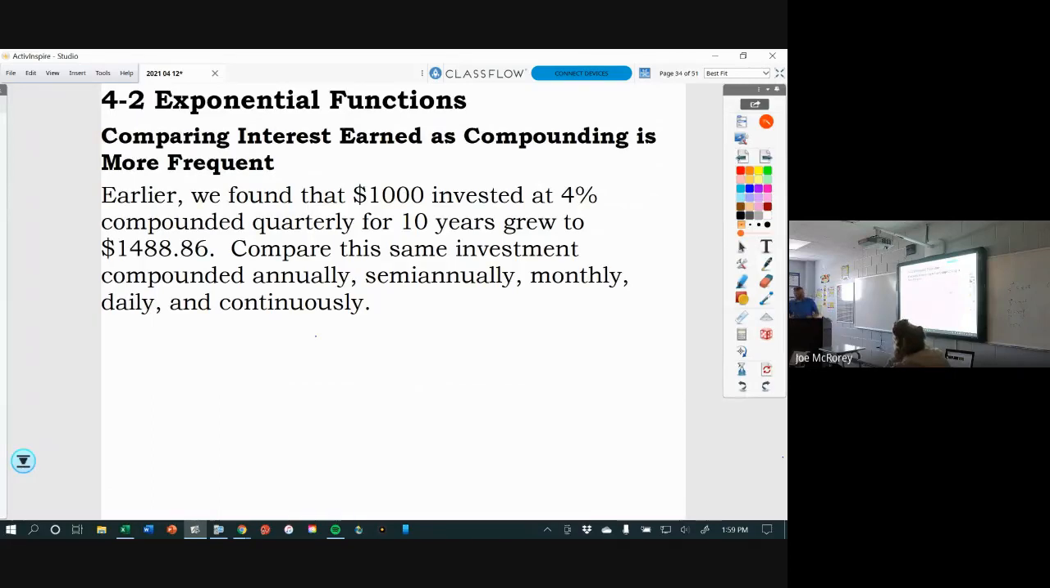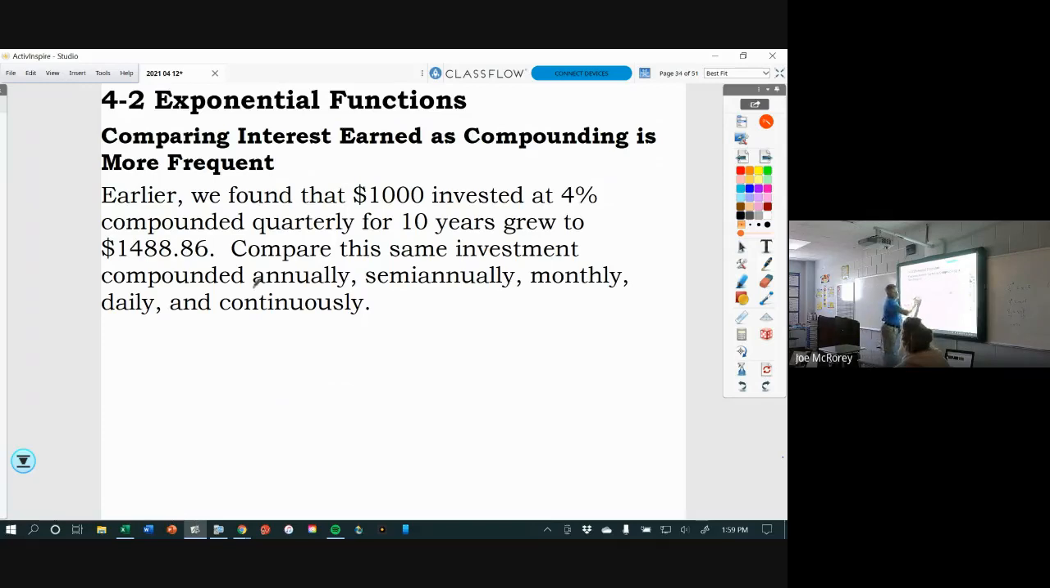Thursday or Friday, we did $1,000 at 4% compounded quarterly for 10 years, and we got our answer to be $1,488.86. We're going to compare that amount 5 different times. We're going to do compounded annually, compounded semi-annually, monthly, daily, and continuously. I'm not going to write out the equation every time. Okay?